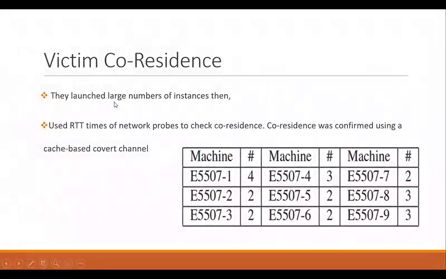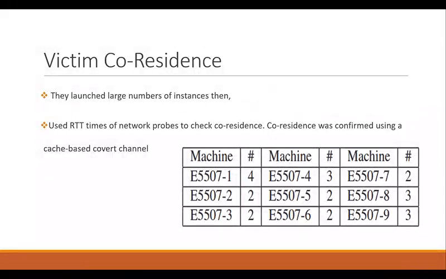So they launched a large number of instances, and here they are trying to achieve coincidence. They launch this large number of instances, and they check the coincidence using the round trip time and the covert cache paths covert channel.